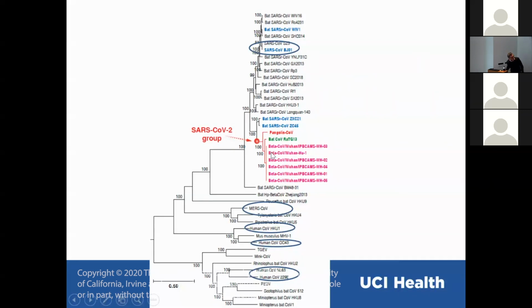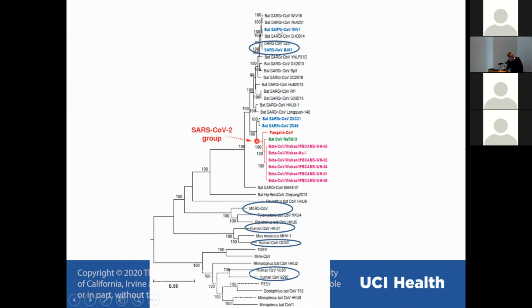And you can see these are just different isolates of the same virus, really very, very similar, maybe one or two amino acids different. This green one here was isolated from a horseshoe bat. You can see it's very, very closely related to SARS CoV-2. And then there's a pangolin virus isolated from pangolins that's also quite similar to SARS CoV-2.